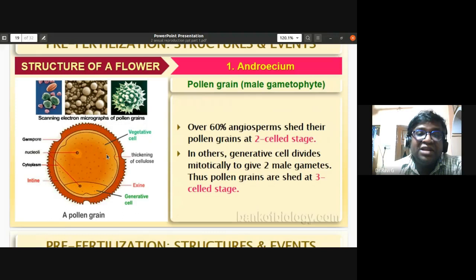Cells within a cell. So you can notice in the three-celled pollen grain, nearly 60% of angiosperm plants liberate pollen grains in the two-cell stage. The remaining 40% liberate the pollen grain in the three-celled stage.